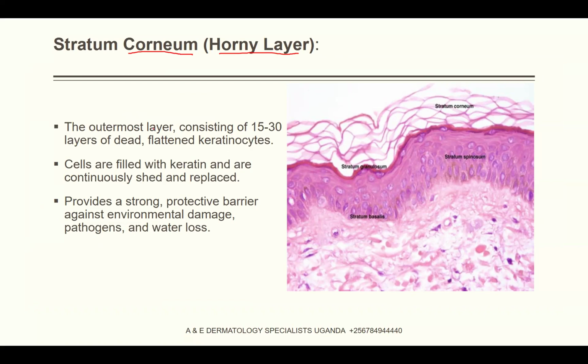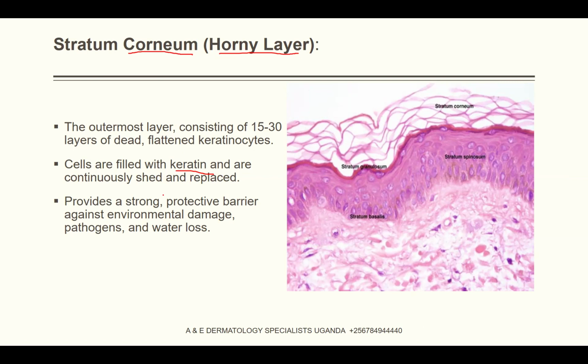So these coniocytes are dead keratinocytes, which have been flattened and usually develop from the lower layers. And what is important here is that these cells are still filled with keratin, and they are continuously shed as your body interacts with the environment and continuously replaced. So every day you lose a layer of cells, and then every day you get a new layer of cells.